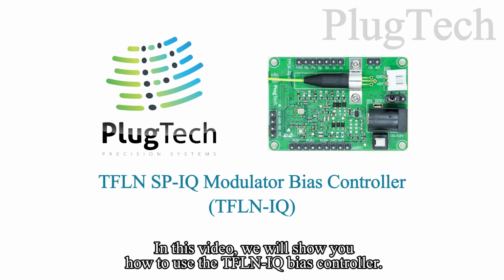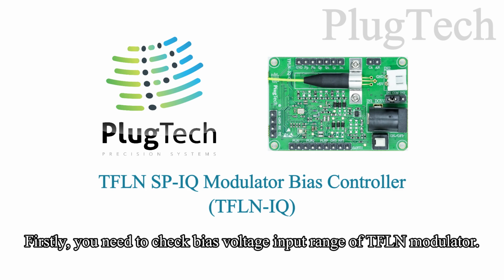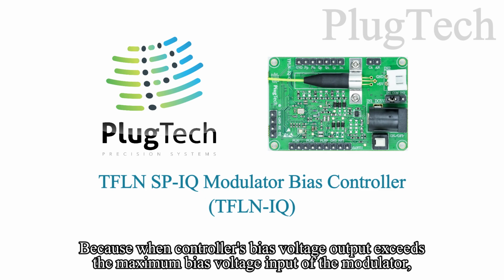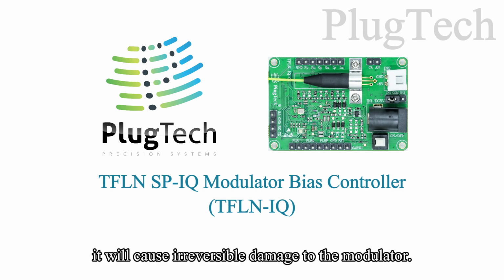In this video, we will show you how to use the TFLN-IQ bias controller. Firstly, you need to check the bias voltage input range of the TFLN modulator. Because when the controller's bias voltage output exceeds the maximum bias voltage input of the modulator, it will cause irreversible damage to the modulator.